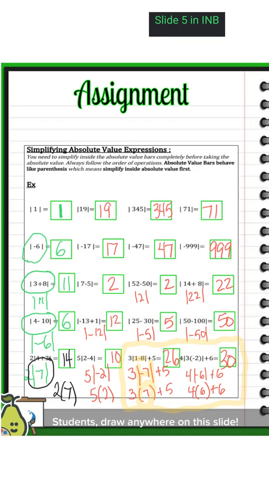Do the exact same thing here. 3 times negative 2 is negative 6. Then the absolute value of negative 6 is 6. And then finish your order of operations. 6 times 4 is 24. 24 plus 6 is 30.